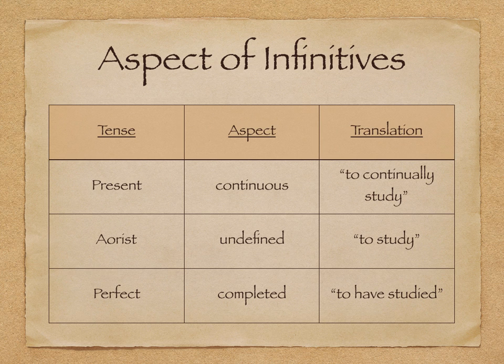The idea of aspect yet holds sway over time, just as in the subjunctive. The present, continuous aspect; aorist, undefined; perfect, a completed or stative aspect. So the present, we think of continuing in some way, and the perfect with a "have" verb, and the aorist just the simple statement.